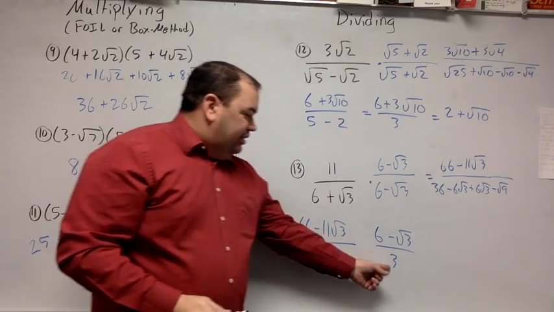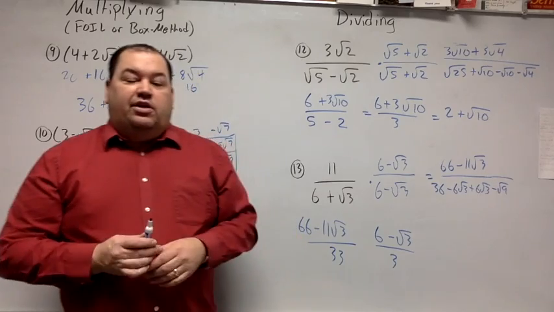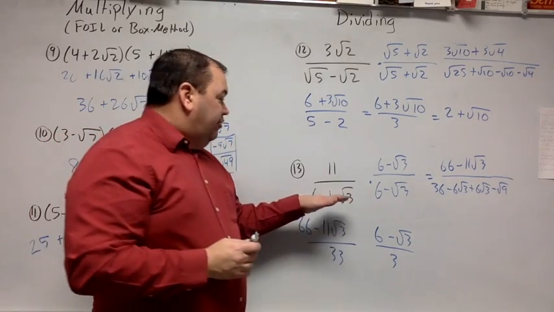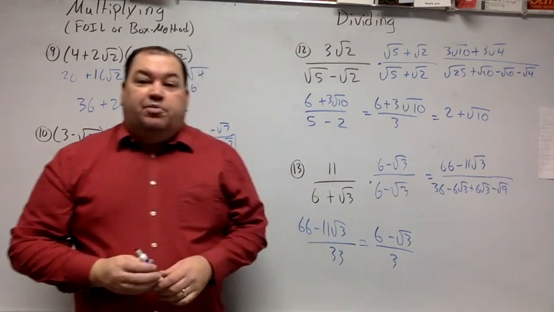Now, notice I didn't simplify these. This is under the radical. This is not. They are not things that I can simplify, but I definitely got the square root off the bottom. There's my simplified answer.